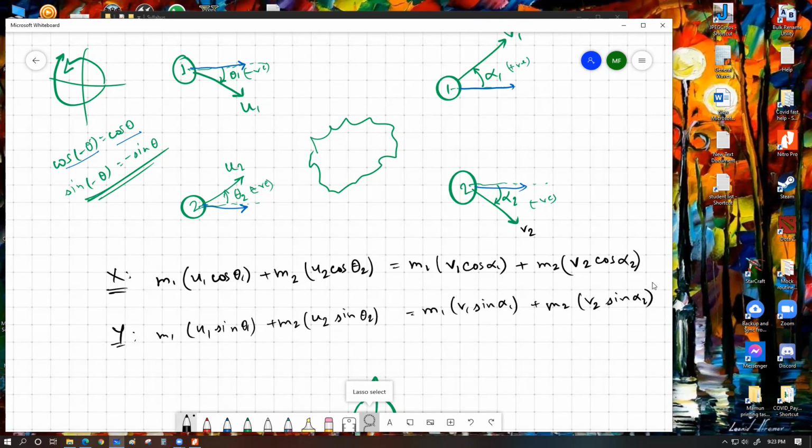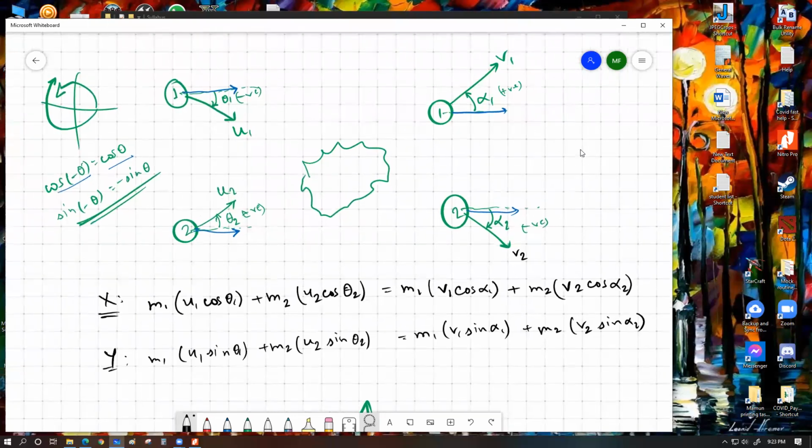This is the equation for the y-axis. Have a look at this whole figure and see if you have any question. I'll take questions now. Anyone?